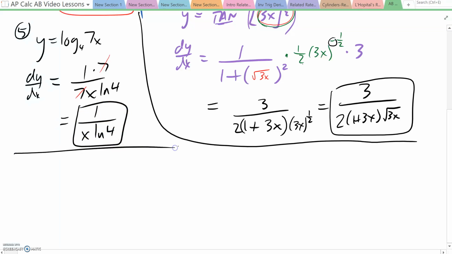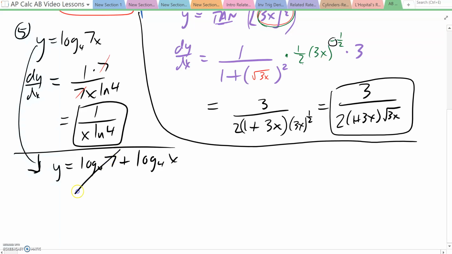Now, had you done the rewrite, we could have first called this y equals log base 4 of 7 plus log base 4 of x. Then when you take the derivative, this is a constant, so it goes away right away. And then you're really just taking the derivative of log base 4 of x, which makes sense when you think about how the 7s disappeared.